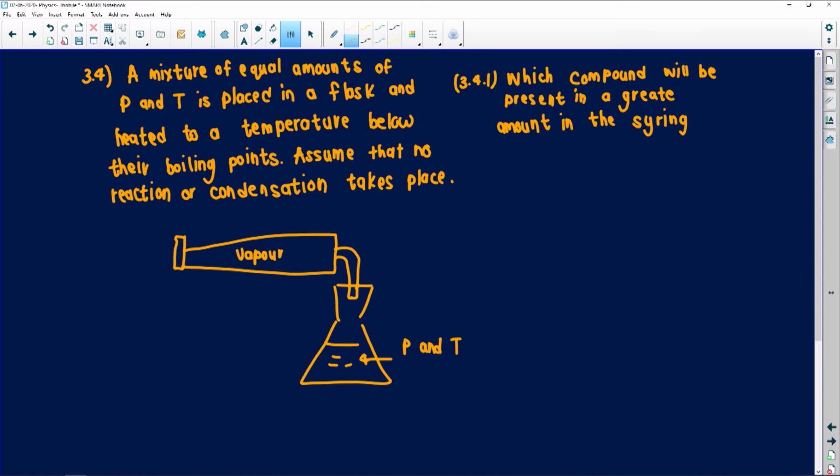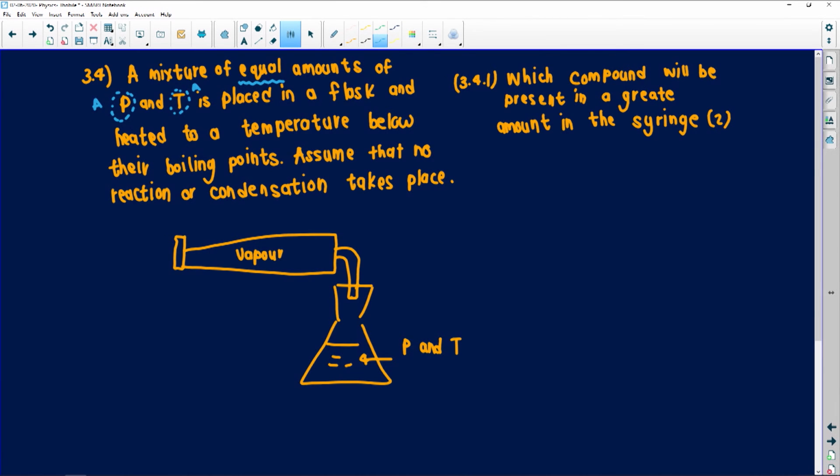Now, I just want to read the question again, and this was for 2 marks, to see where we can find our answer. So we have a mixture of equal amounts. Okay, that's the first one. So none was more than the other of P and T. It's an alcohol and an aldehyde. Already, P, what did we say P was? P is my aldehyde, just write an A there, and then T is my alcohol.